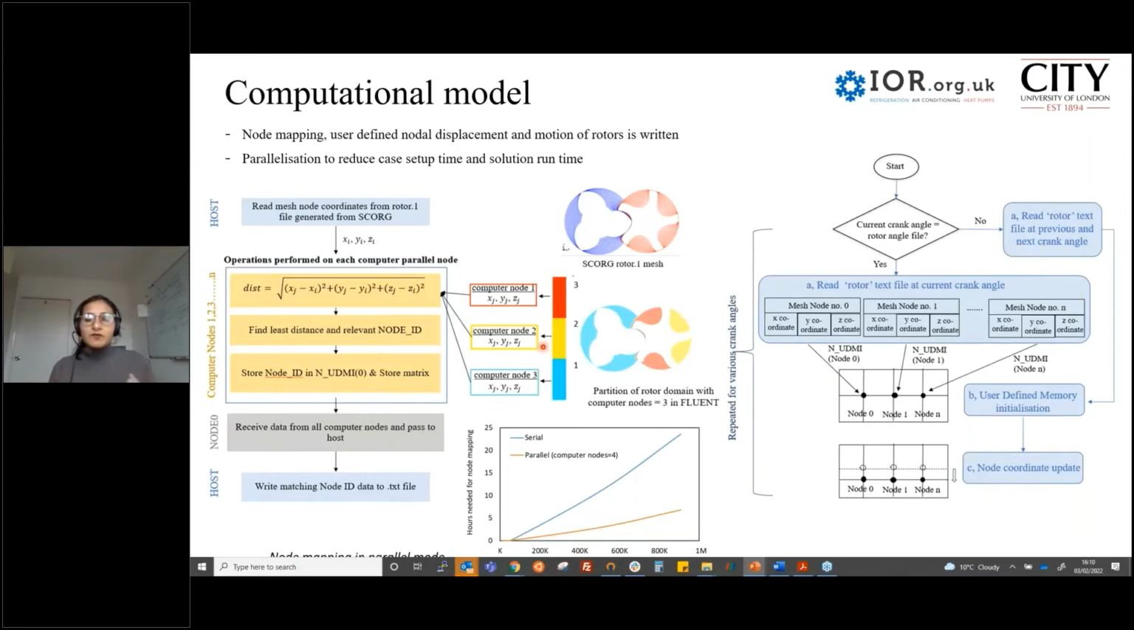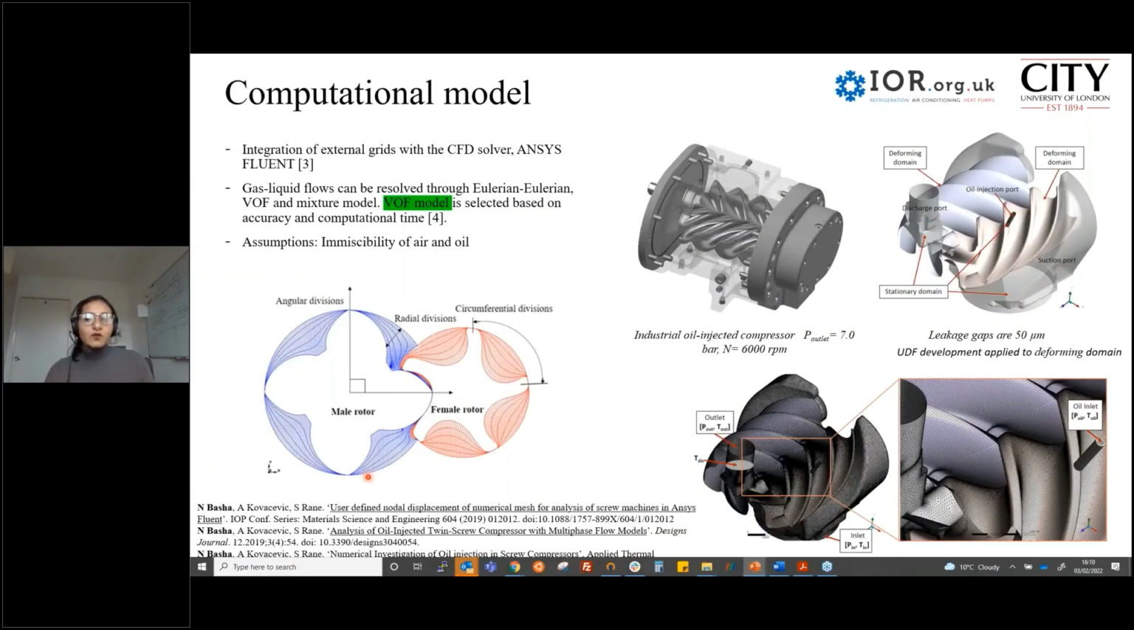This process is called the user-defined nodal displacement process, which matches the nodes between the mesh and translates the mesh with time according to the rotor rotation. All this was done on a parallel framework, so we can easily use that with ANSYS Fluent. More details about the whole code and how it was developed are available in this publication.